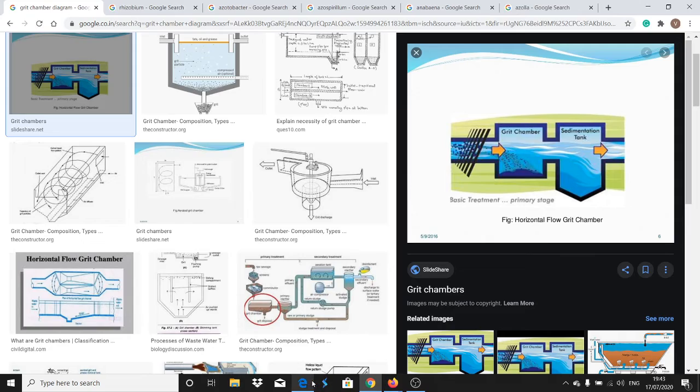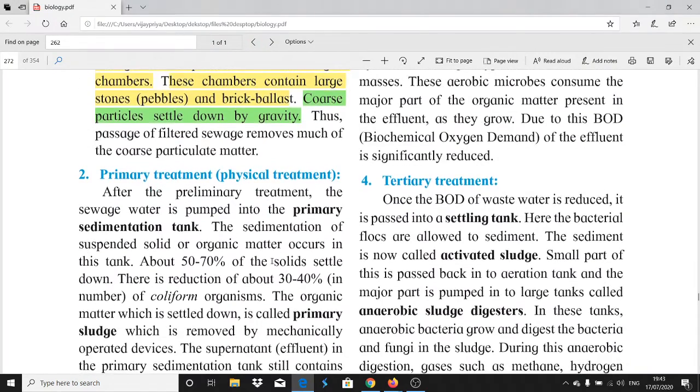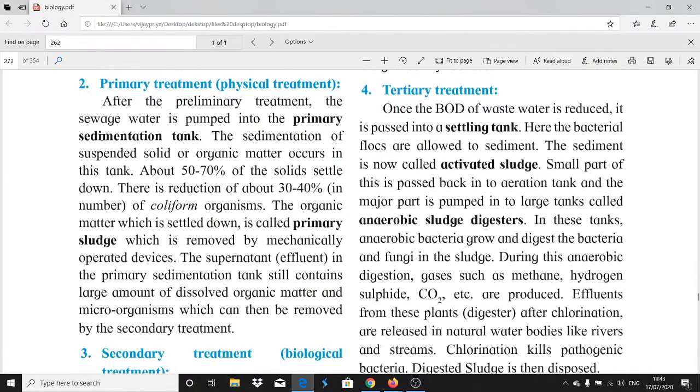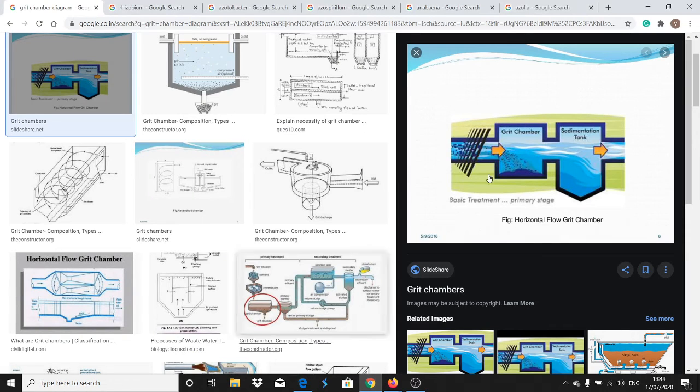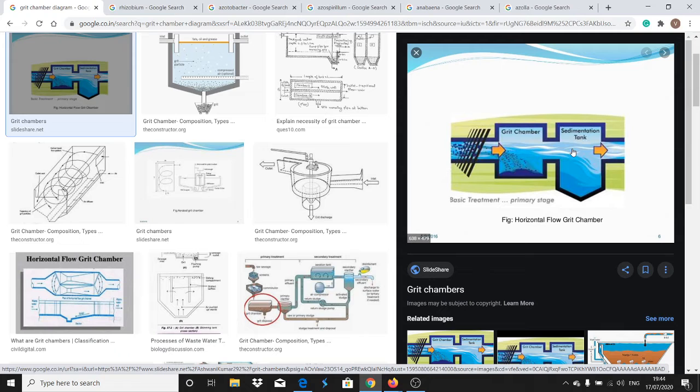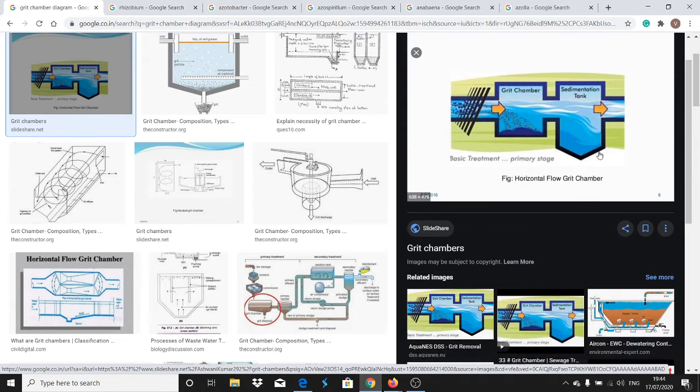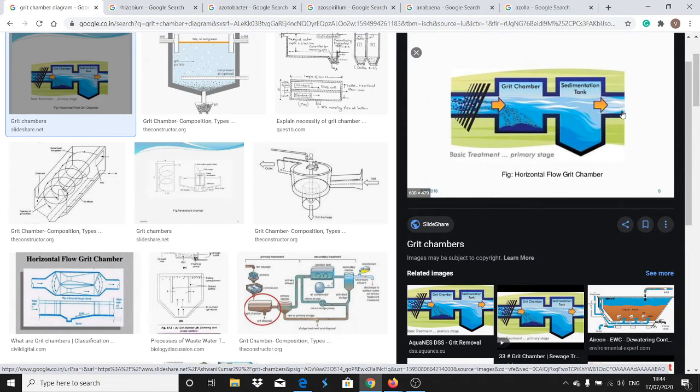So let's have a look. Primary treatment, that is physical treatment. After the preliminary treatment, the sewage water is pumped into the primary sedimentation tank. You have just observed that after the grit chamber, the sewage moves to the next, called the sedimentation tank. And from the sedimentation tank, the sewage moves on to the next chamber.